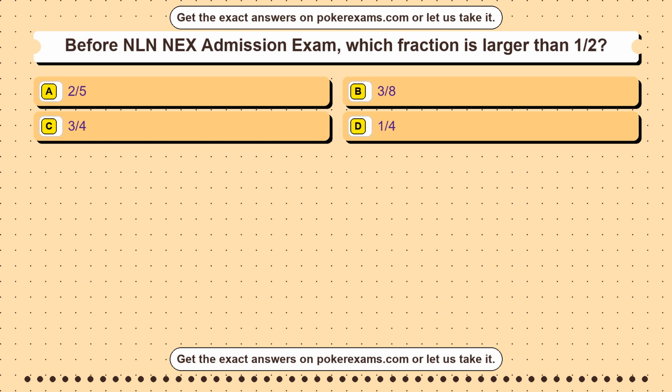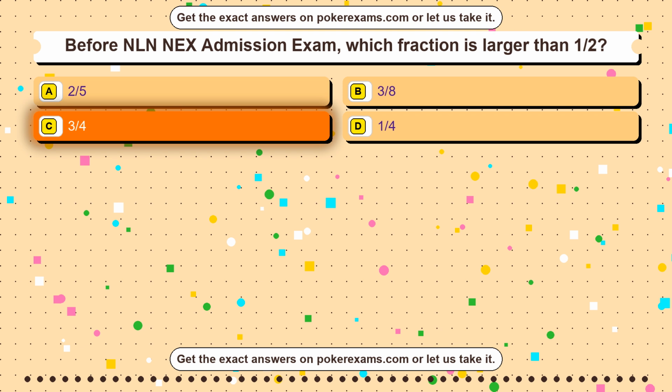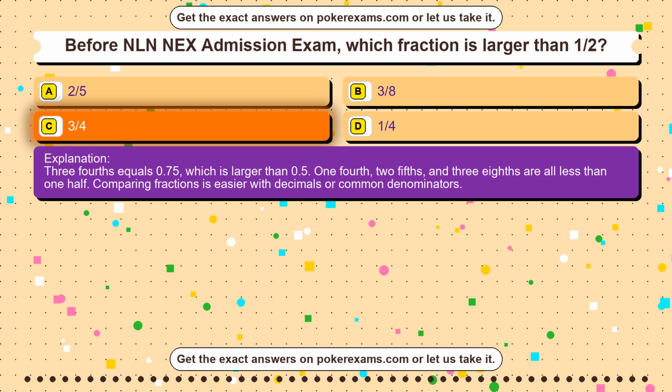Question 35. Before NLN NEX Admission Exam, which fraction is larger than 1/2? Option A 2/5. Option B 3/8. Option C 3/4. Option D 1/4. The correct answer is option C, 3/4. 3/4 equals 0.75, which is larger than 0.5. 1/4, 2/5, and 3/8 are all less than 1/2. Comparing fractions is easier with decimals or common denominators.